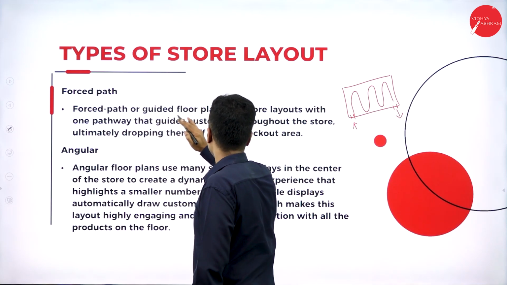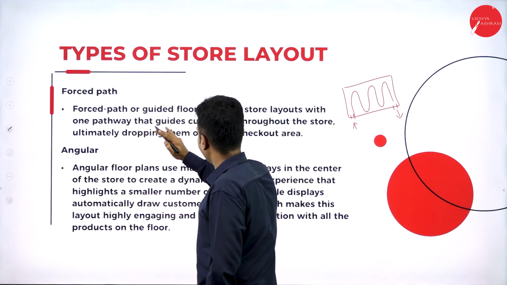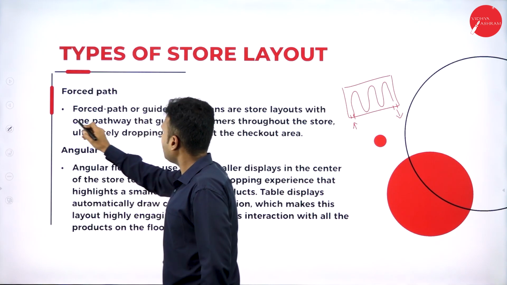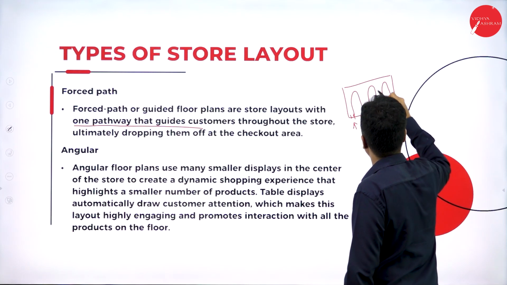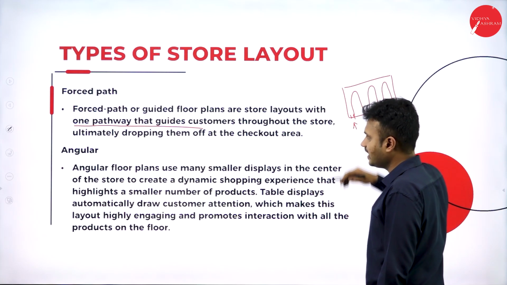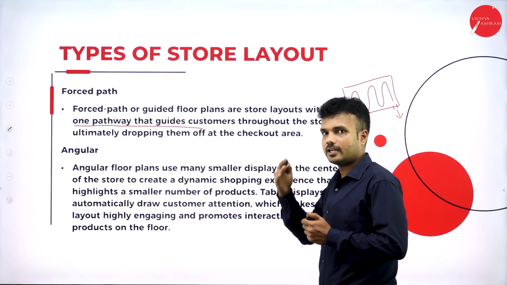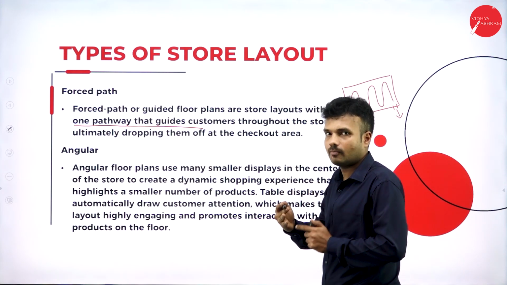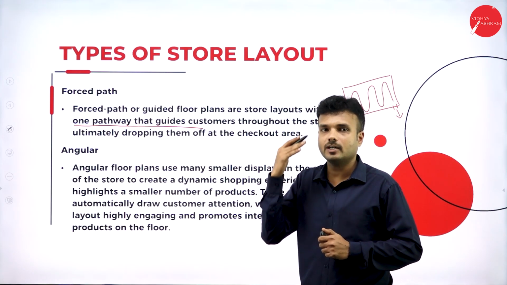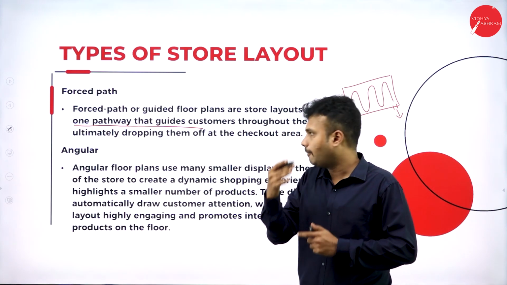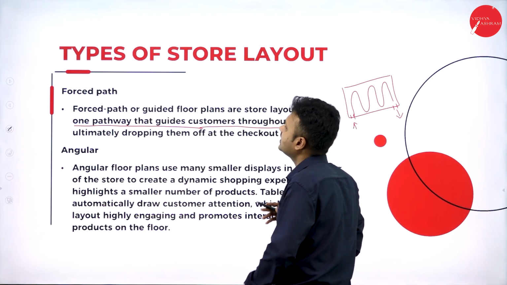A forced path, or the grid floor plan, is a store layout with one pathway that guides the customers. It is a single pathway that is going to guide the customers. As I said, he can travel only in one direction. He cannot travel in a reverse direction. There are some kinds of boards which are going to guide the customers for their purchase throughout the store.